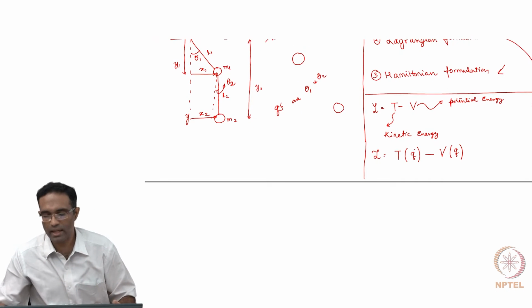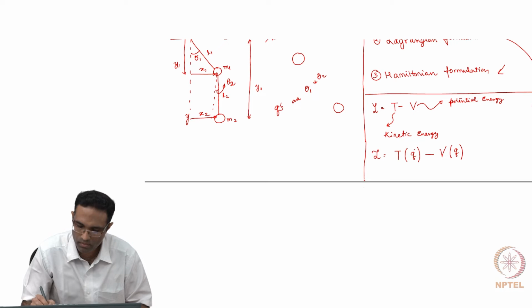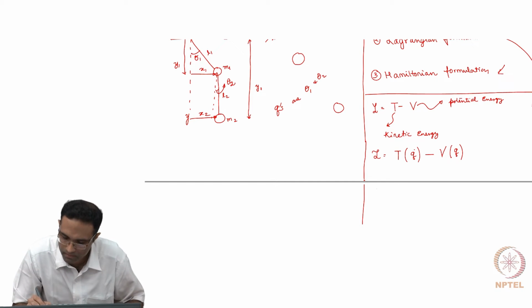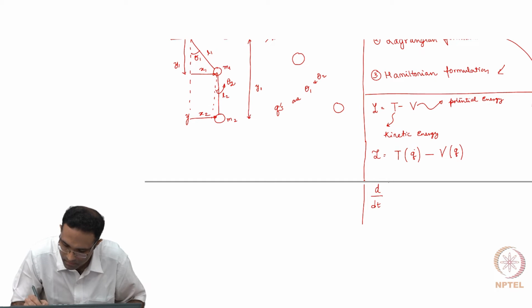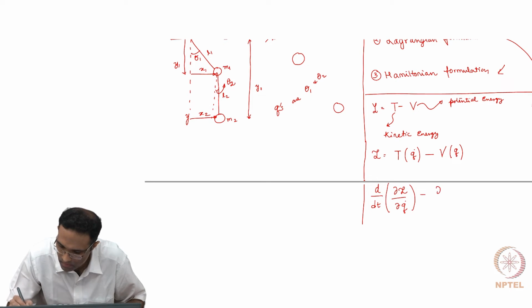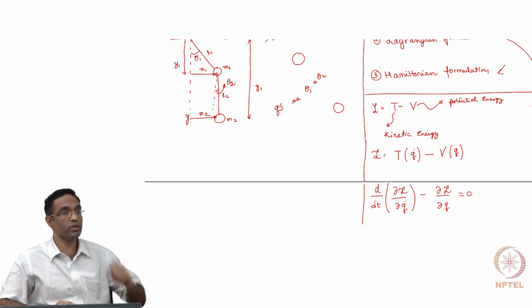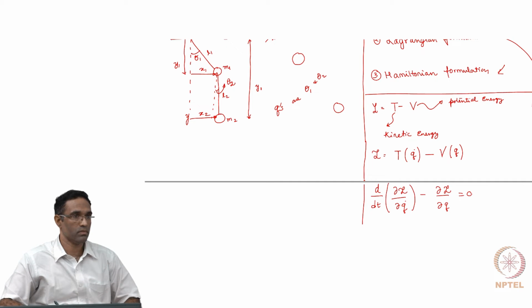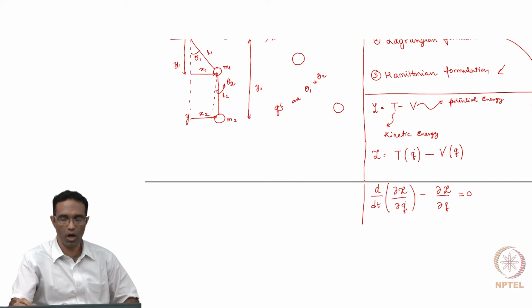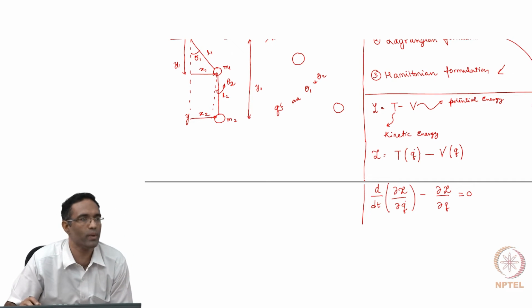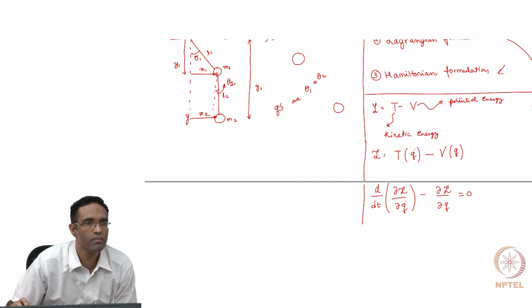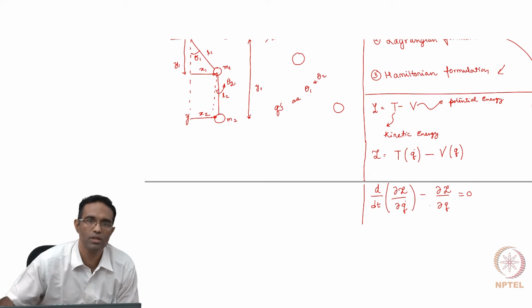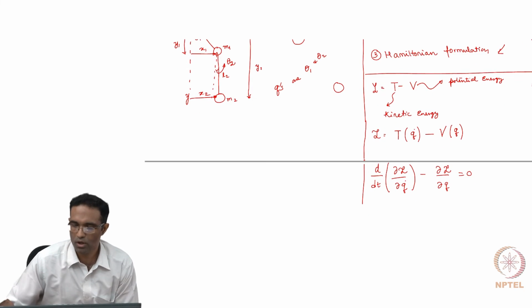Okay. So once you know this Lagrangian, then you do the following. If you do this, you will get the equation of motion of any system. d by dt of dou L by dou q dot minus dou L by dou q is equal to 0 will give you the equations of motion. So if there are many qs, you do it for each one of them and you will get the corresponding equations of motion for each direction and so on and so forth.